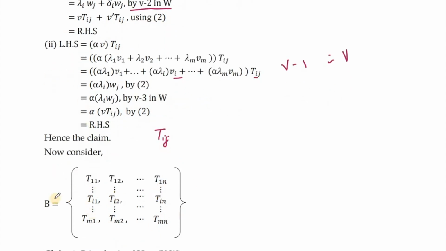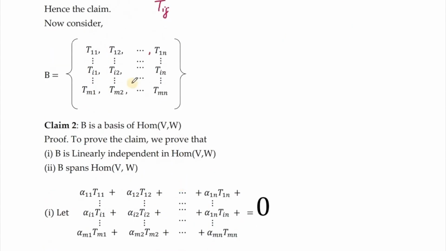So now you consider this collection, where i and j range from 1 to m and 1 to n respectively. So this is the collection, the set of all. Don't write matrix symbol. It is the flower braces that you have to write. It is the set T11, T12, and so on, T1n. And so like that you have mn number of elements. Each one is a member of Hom(V,W). Now we claim that B is a basis of Hom(V,W).